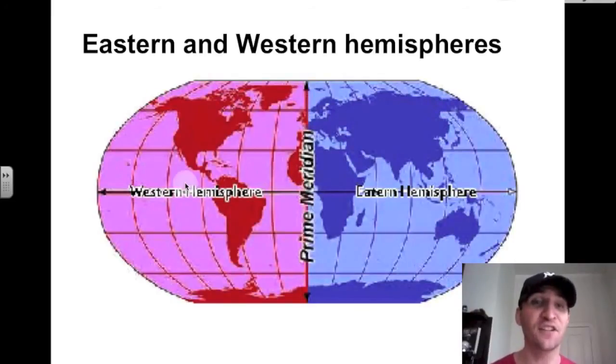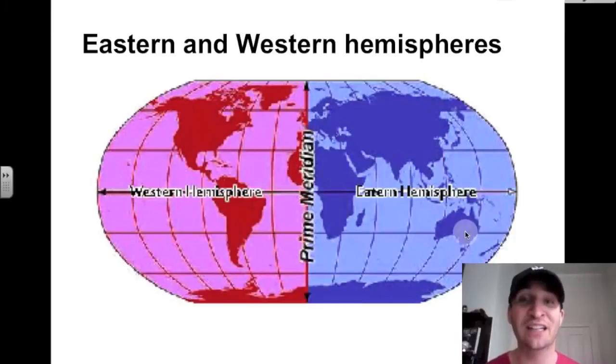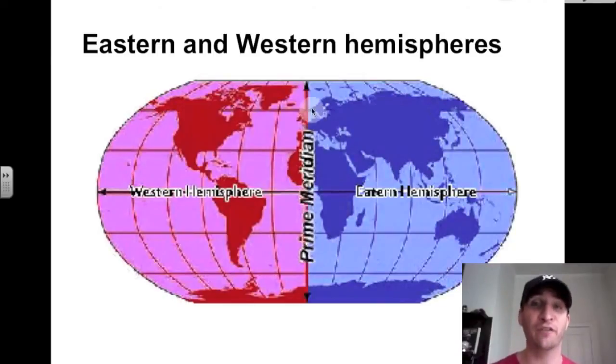Anything to the left of the prime meridian or west of the prime meridian is in the western hemisphere. North and South America are entirely in the western hemisphere. Anything east or to the right of the prime meridian is in the eastern hemisphere. Most of Africa, most of Europe, all of Asia, and all of Australia lie in the eastern hemisphere. You might hear people talk about Japan or China as the Far East. They do that because they lie in the eastern hemisphere, far from the prime meridian.